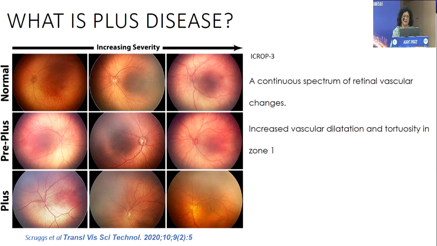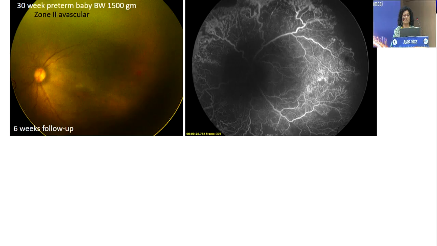It's a continuous dilatation and tortuosity, or plus disease. You have to see the posterior zone 1 in totality and see how much dilatation and tortuosity is there. Now this is the patient who comes to us. There's a lot of dilatation and tortuosity of vessels and one hemorrhage which is there.